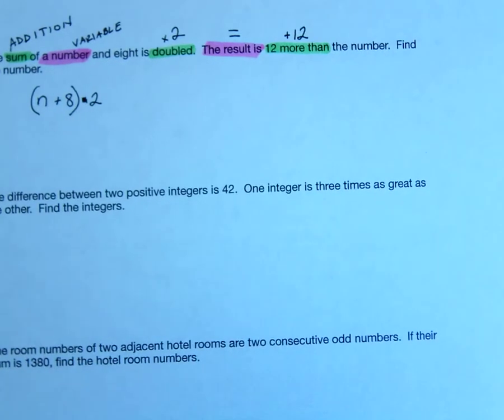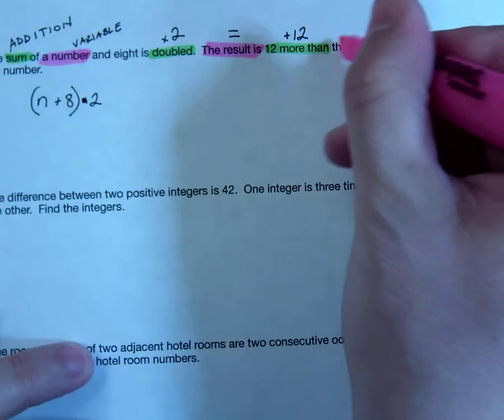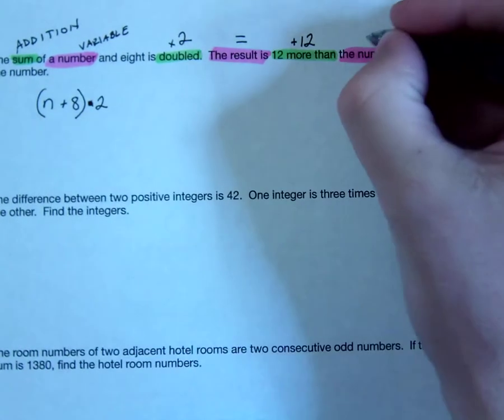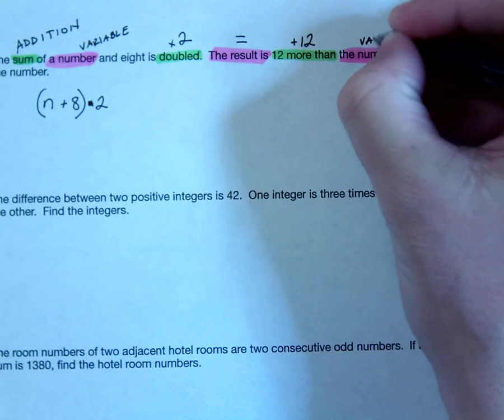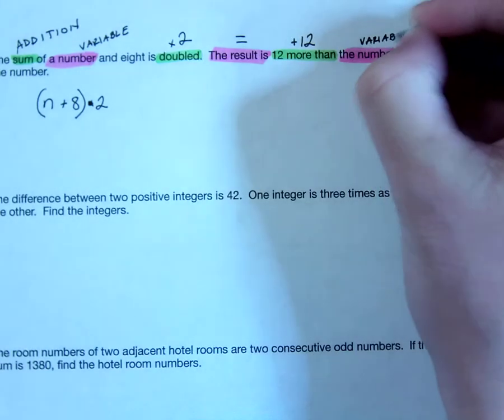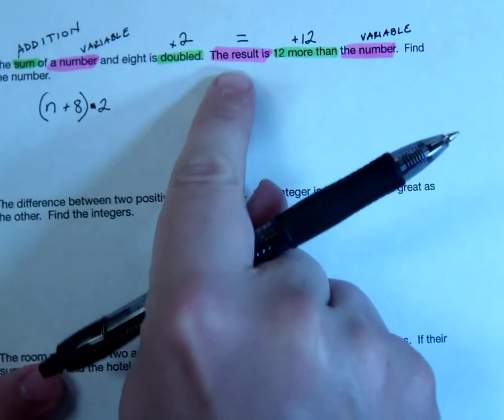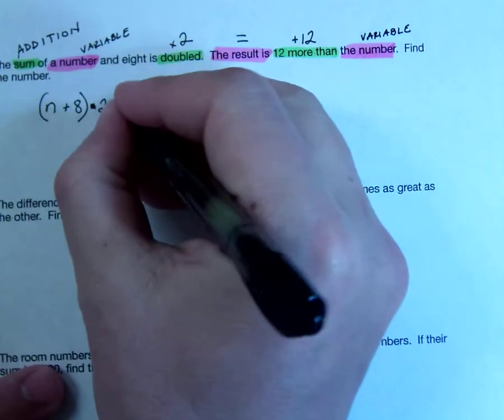Okay, it's 12 more than what? The number. What was the number? Variable. That was the variable. The same variable. Okay, so let's see if we can convert this into math. The result is, that's equals. So equals.